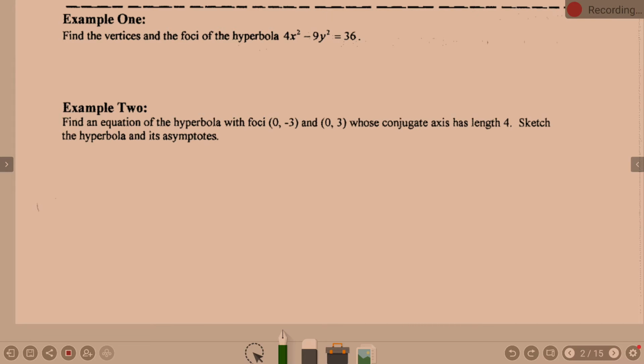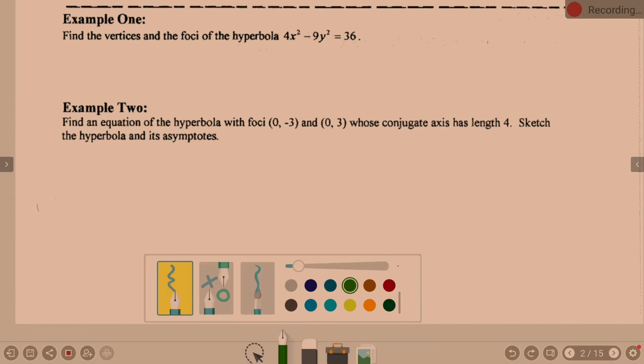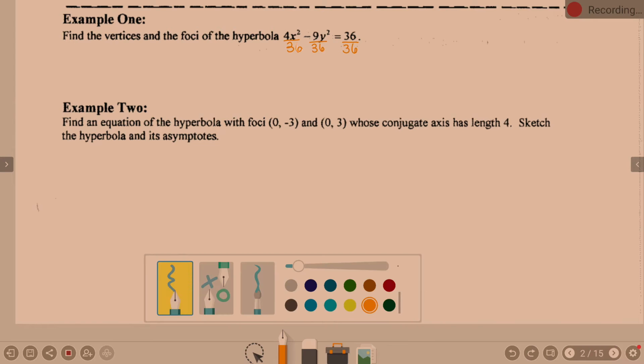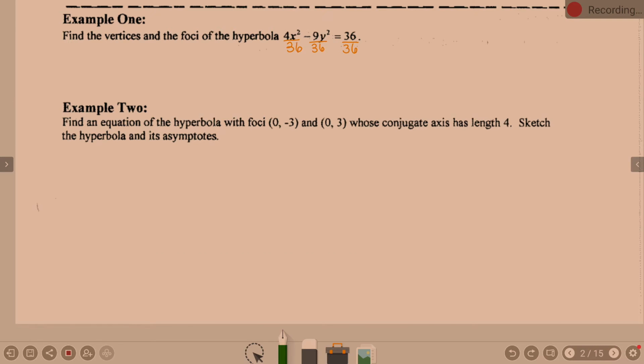How do I get this equation in standard form? We want this equation to equal 1. So to make it equal 1, divide by 36. If we divide one side by 36, we're dividing the other side by 36. So, 4x squared over 36. Well, what do you know about 4 over 36? It's going to reduce to 1/9, so x squared over 9.